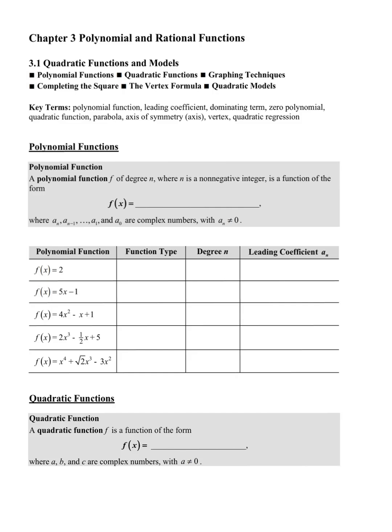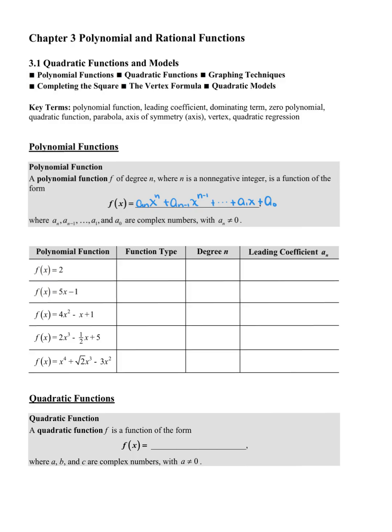3.1 Quadratic Functions and Models. A polynomial function of degree n, where n is a non-negative integer, is a function of the form f of x equals a sub n x to the n plus a sub n minus 1 x to the n minus 1 plus, continuing the pattern, a sub 1 x plus a sub 0, where a sub n minus 1, a sub 1, a sub 0 are complex numbers with a sub n not equal to 0.